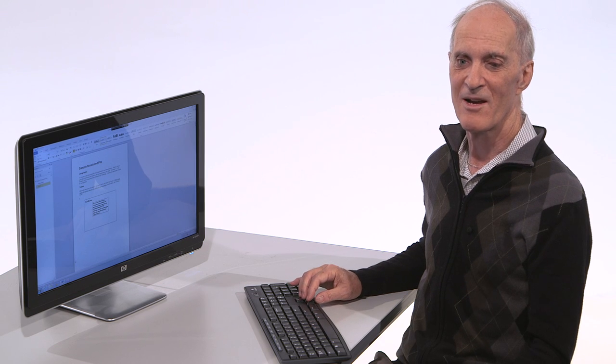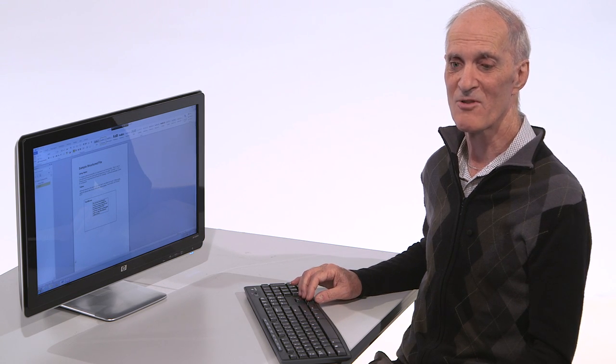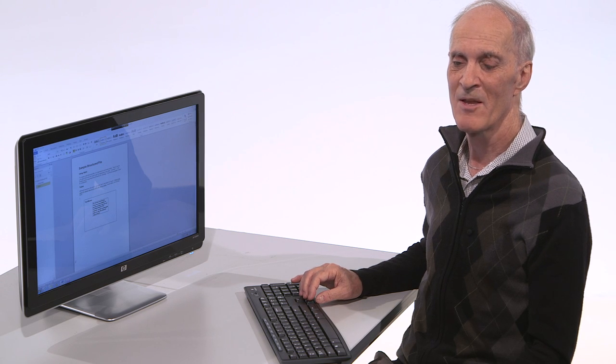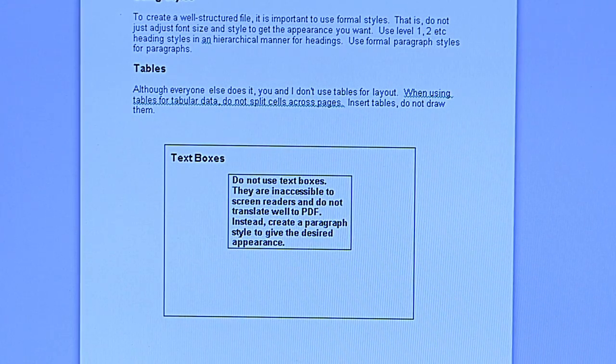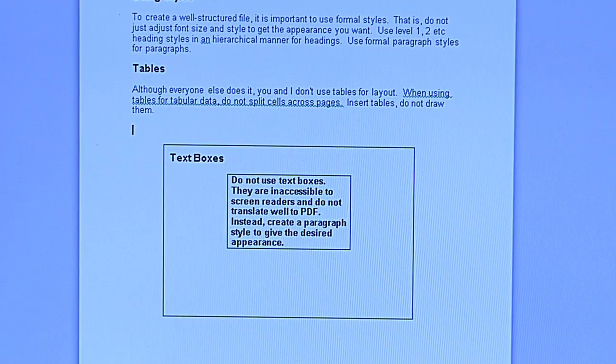There's another paragraph telling us not to use text boxes, which you can see on the screen, but because it is a text box, the screen reader can't read it, and therefore I'm not aware that that information is there. So please don't use text boxes in Word documents.